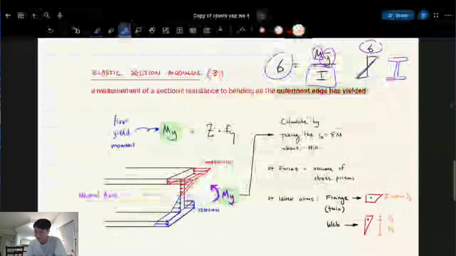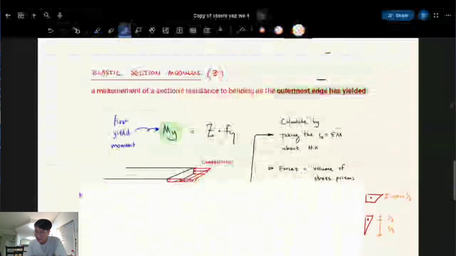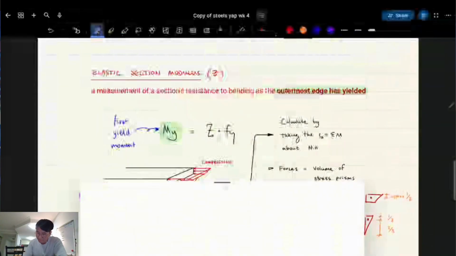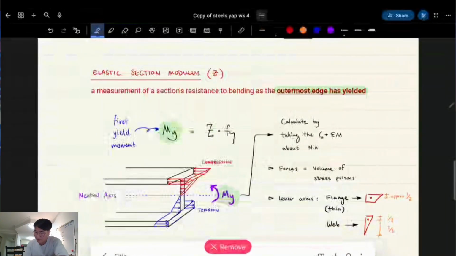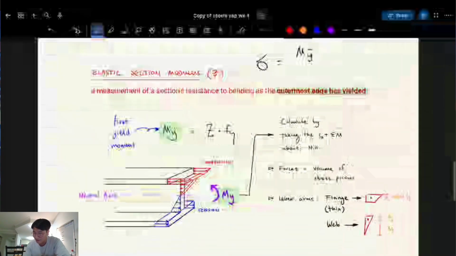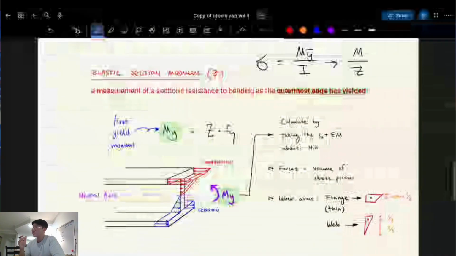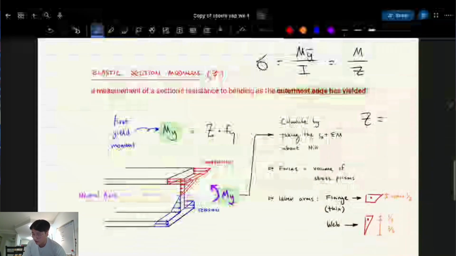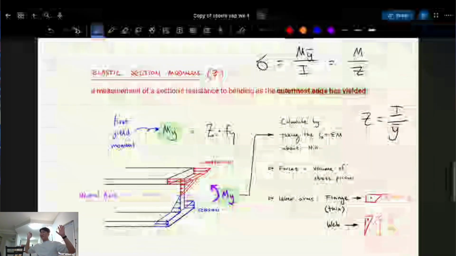I'm kind of losing you guys, I think. Basically, let me write that again. For a second, accept that this is a formula from solid mechanics. M over Z is equivalent, because Z, this elastic section modulus, is I over y hat.